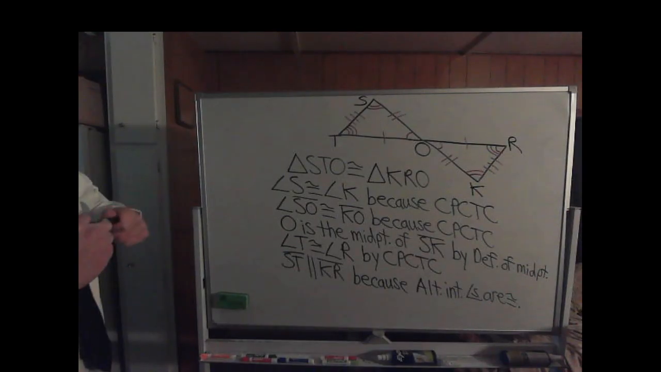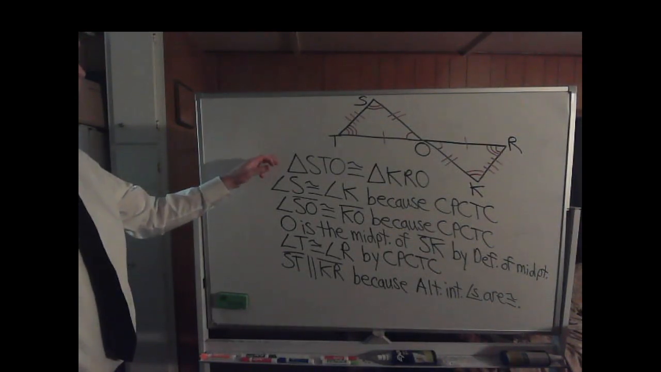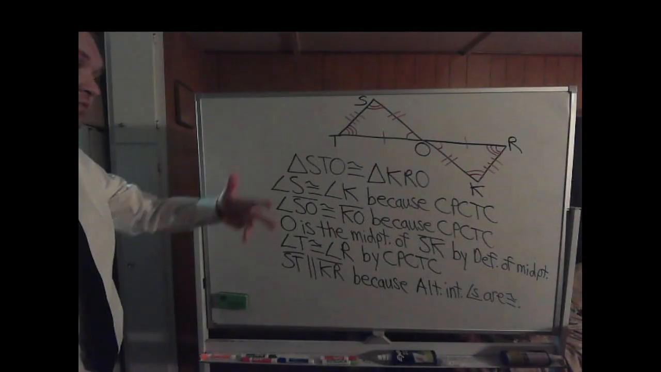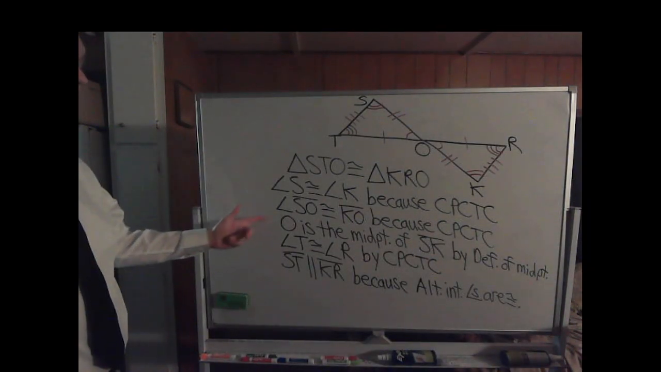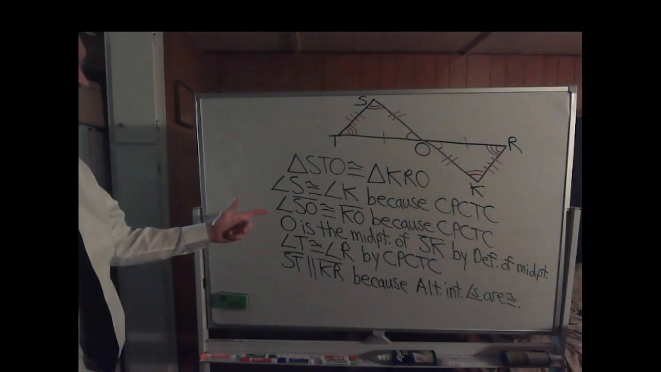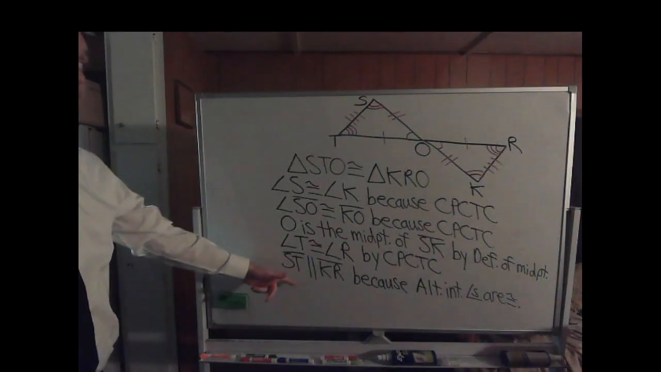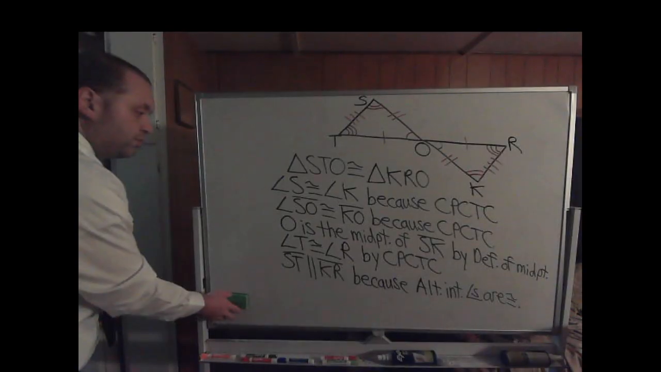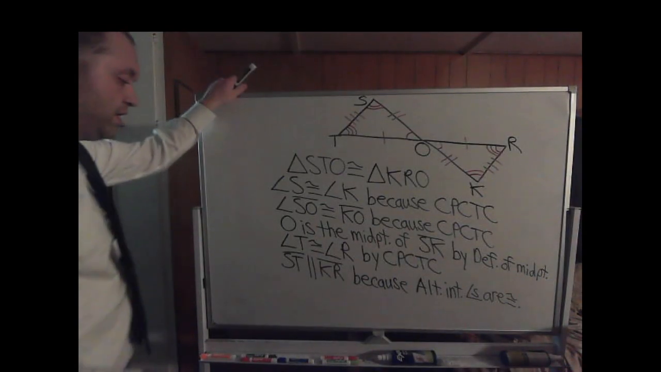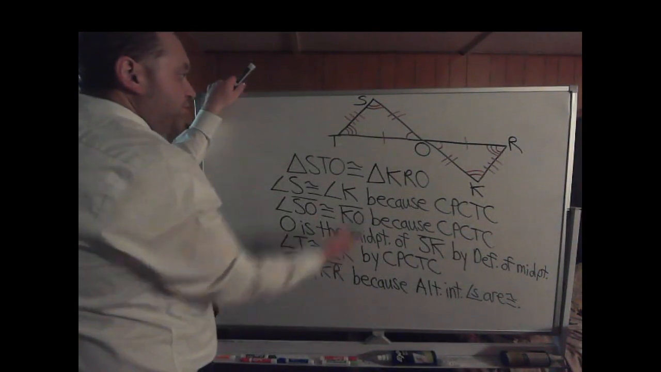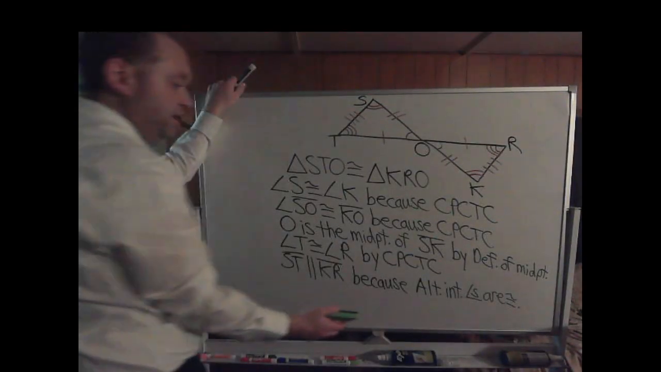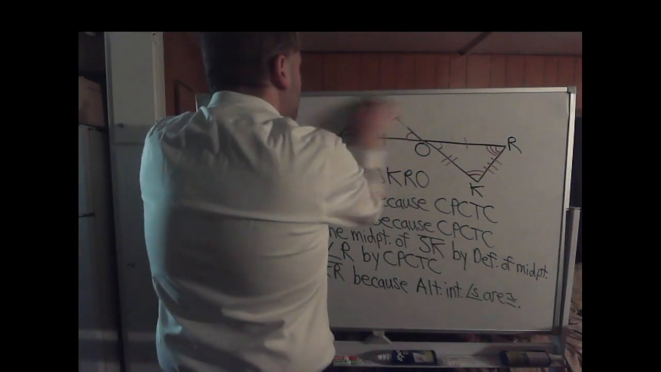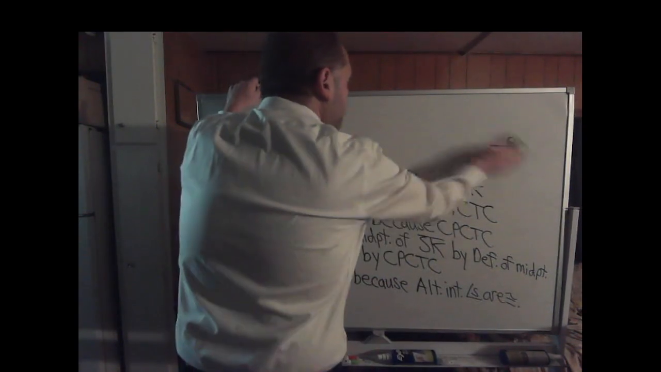So sometimes you'll have problems where it starts out with asserting that a triangle is congruent, and then you have to figure out what angles are congruent to which, and then you might even get into midpoints and even parallel lines. This was a small proof, not a formal proof, but we ultimately were able to prove ST and KR are parallel by alternate interior angles being congruent. So I thought that was a pretty neat problem.